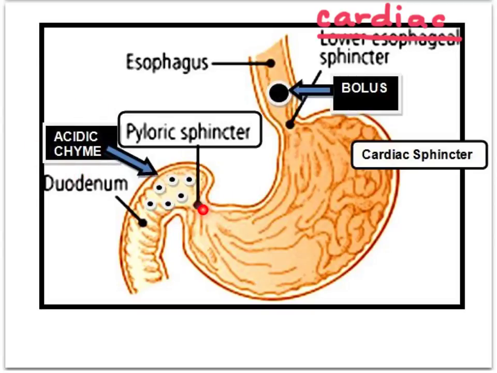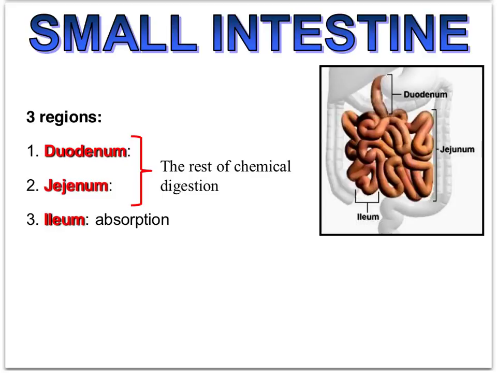So the stomach begins and ends both with muscular sphincters that only open and close and allow the bolus, or the acidic chyme, to be spurted out into that first part of the small intestine, which we call the duodenum. Now that pyloric sphincter will allow small amounts of the acid chyme to be spurted into the small intestine.